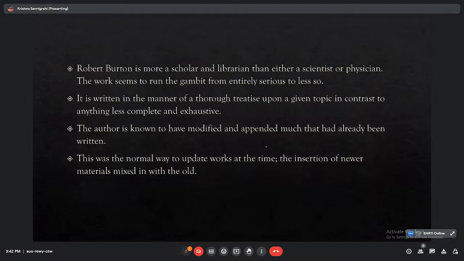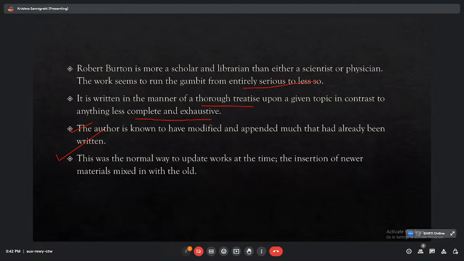So the work seems to run the gamut from entirely serious to less so. It is written in the manner of a thorough treatise upon a given topic, in contrast to anything less complete and exhaustive. The author is known to have modified and appended much that had already been written, and this was the normal way to update works at the time, the insertion of newer materials mixed in with the old.